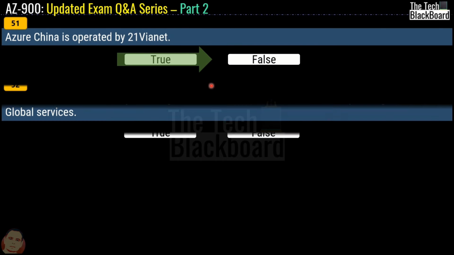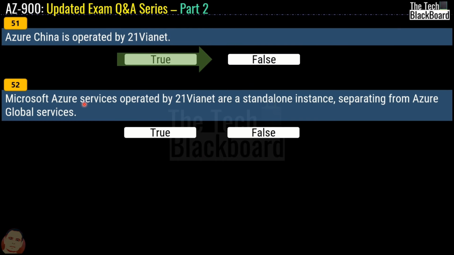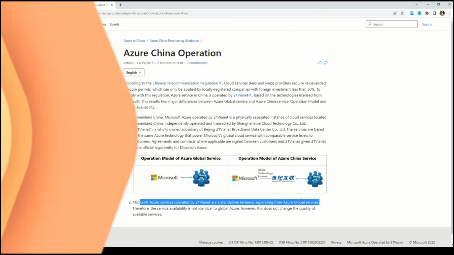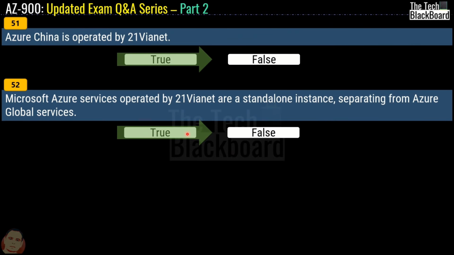Now let's read question number 52, and it says that Microsoft Azure services operated by 21Vianet are standalone instances separate from Azure global services. And the correct answer for this question is true. Once again, in the same documentation, in the second point, it's written that Microsoft Azure services operated by 21Vianet are standalone instances separating them from the global Azure services. And that's why we have chosen true here.